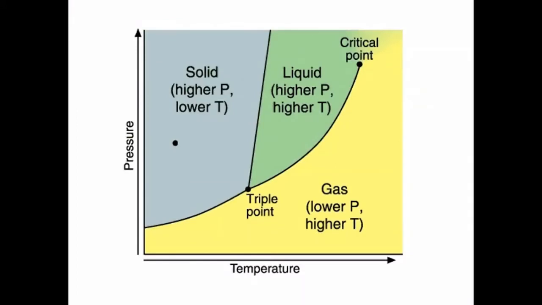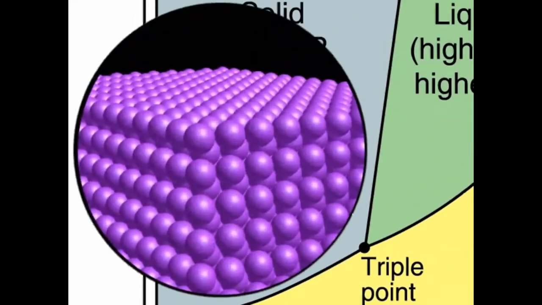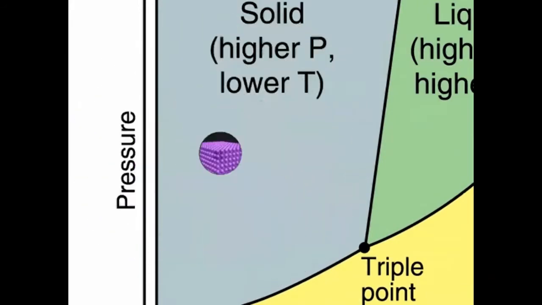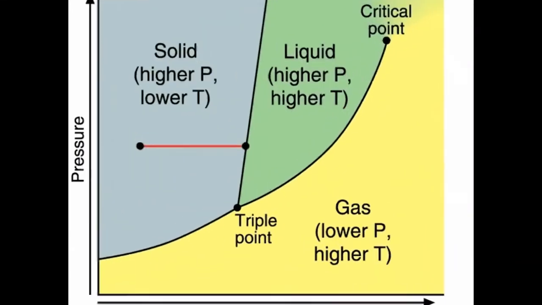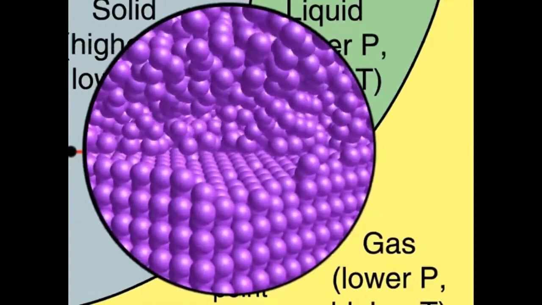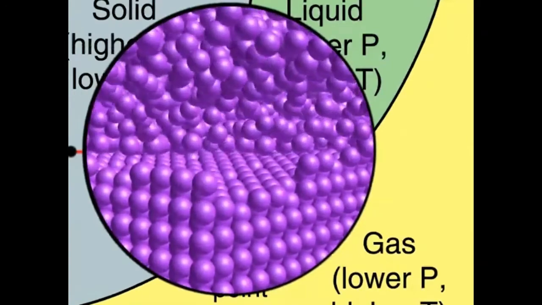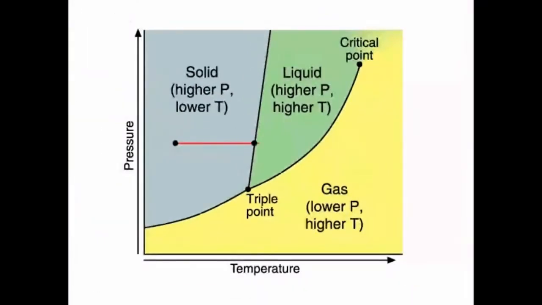What would happen to the sample if we steadily increase the temperature at constant pressure? That is, move horizontally from left to right on the diagram. The changes depend somewhat on the starting pressure. Let's begin at some pressure between the critical point and the triple point. Starting with the solid, we increase the temperature until the solid and liquid are in equilibrium. Increase the temperature above the melting point, and pure liquid exists.